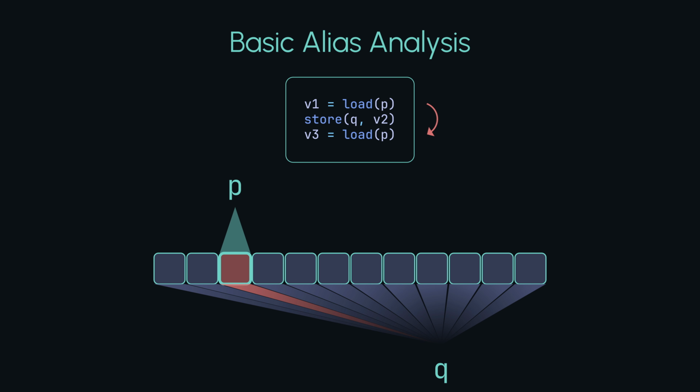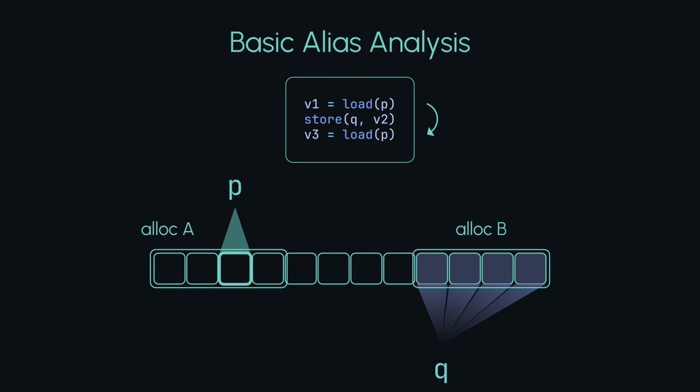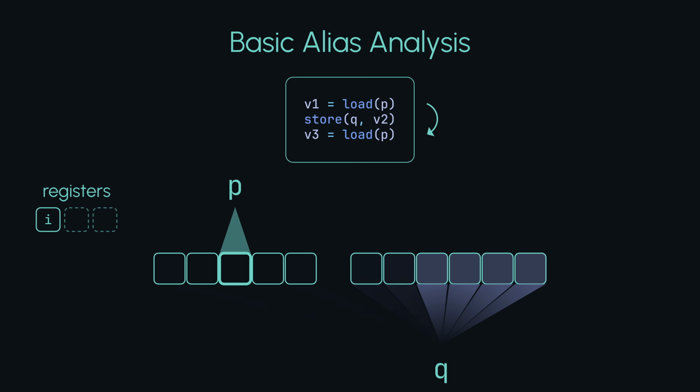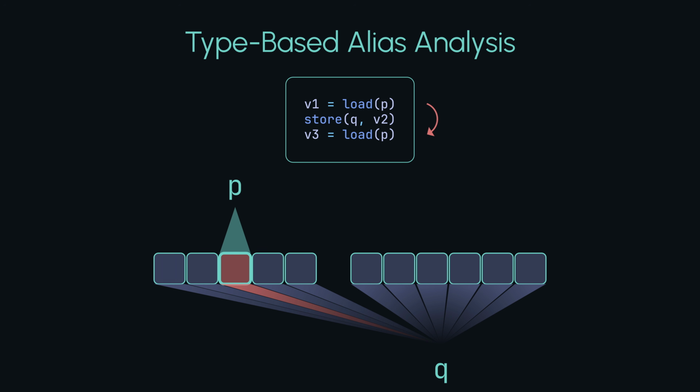The cheapest one needs no language guarantees at all. Two separate allocations are two separate objects, and a local variable whose address is never taken can't be reached through any pointer whatsoever. Then there's the type-based flavor, which leans on the promise the language makes.